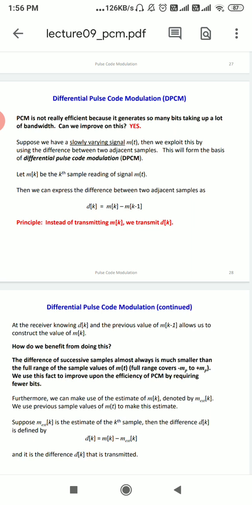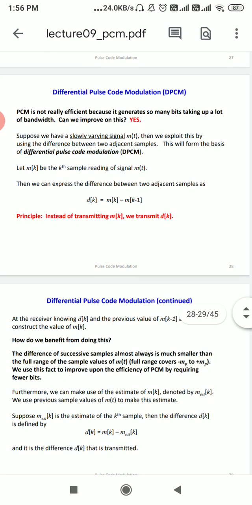We can use different methods to transmit that analog signal in a digital format, like pulse code modulation, differential pulse code modulation, delta and adaptive delta modulation, and linear predictive coding. Pulse code modulation and delta modulation we have already seen. Now we are going to study differential pulse code modulation.